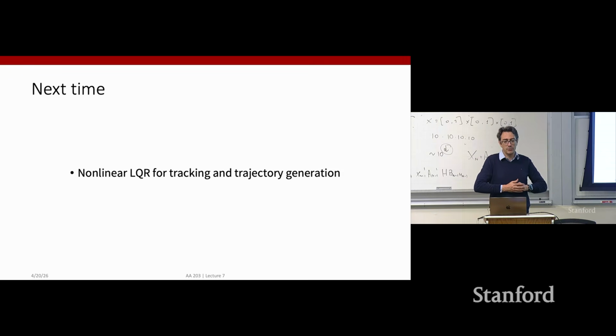So what we're going to do next, on Wednesday, is to see how LQR can be applied to a number of additional problems that are very, very useful, particularly in robotics.